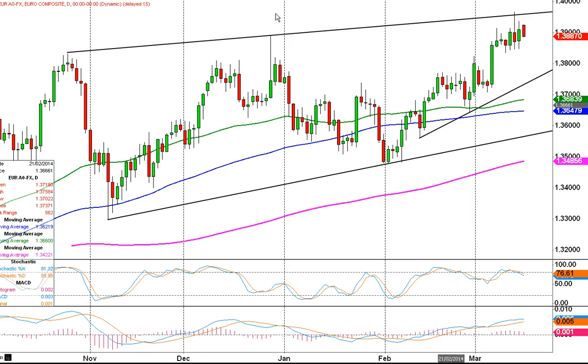You can see we've been trading sort of within this slightly upward sloping channel since the end of October, beginning of November. More recently, from the beginning of February, we've had quite a decent run up from this low around the 134.70 area. We've tested the upper trend line here.